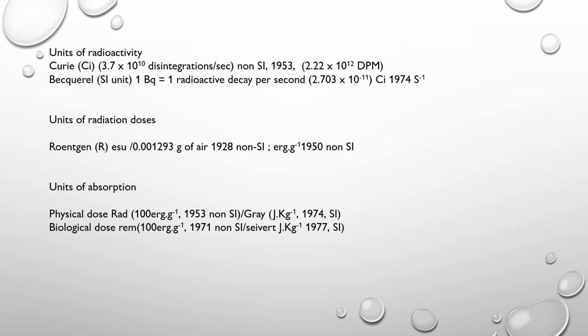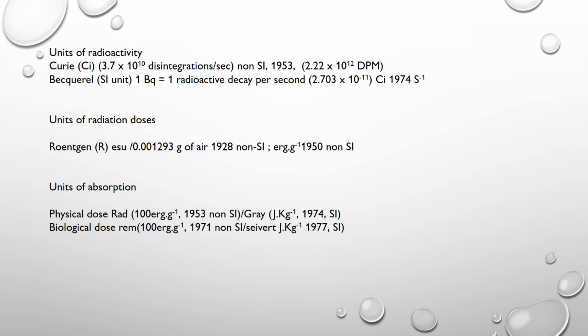Rad is a non-SI unit, which is equivalent to 100 ergs per gram. It was introduced in 1953. Gray is an SI unit, which was introduced in 1974. That is joules per kg.